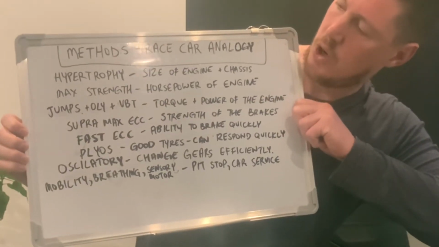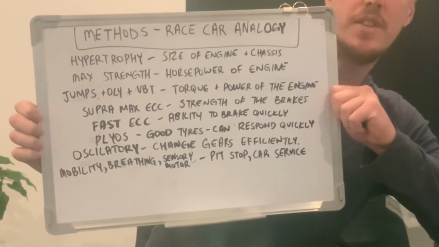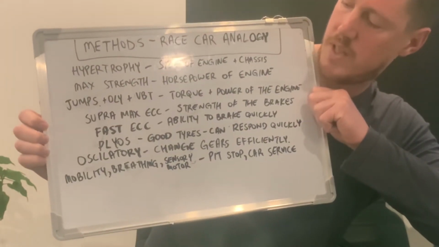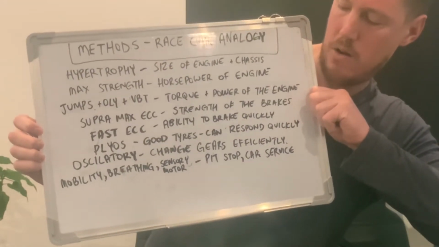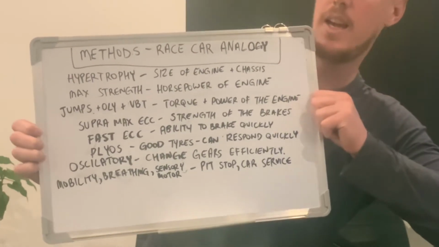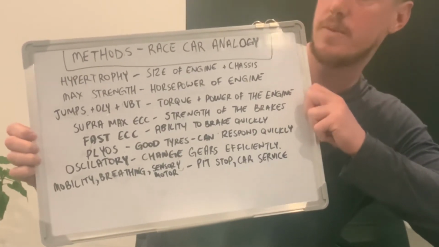Okay, you got jumps, Olympic lifting, velocity-based training. Okay, this is your rate of force development stuff. This is torque, the power of the engine. That's how quickly the car can take off. Okay, how quickly the car can come out of corners.